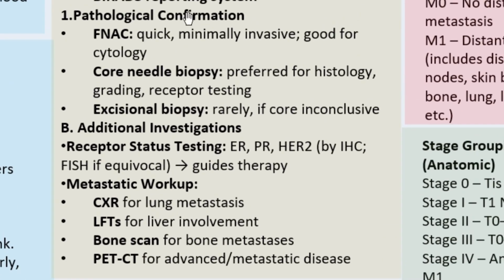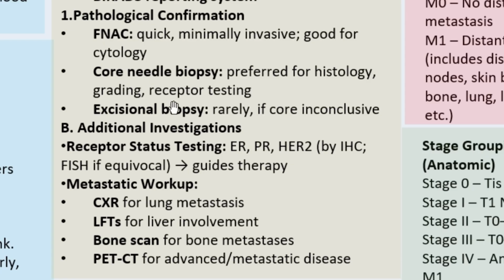a pathology intervention, that is the fine needle aspiration cytology, which is quick and minimally invasive and good for cytology, but it also has its limitations when it comes to breast cancer. The core needle biopsy is always going to be the preferred method of biopsying breast cancer. So you're going to go with at least a bigger needle. You remove some tissue from the tumor, and then you are also going to use it for receptor testing.